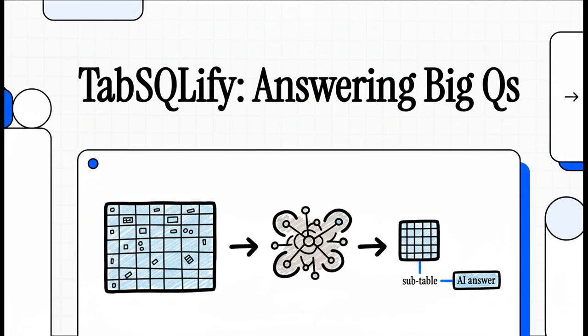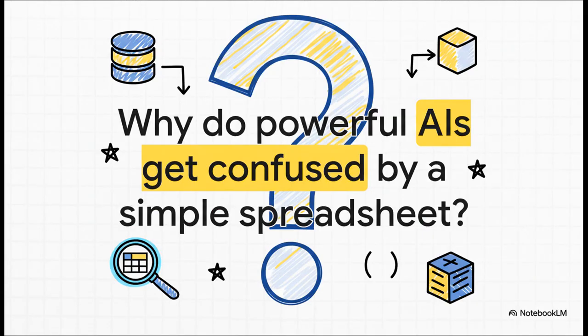Hey everyone, welcome. Today we're diving into a really cool new method that's teaching some of our most powerful AIs a very simple but really profound lesson: that to answer big questions about data, you first have to learn how to think smaller. It's a bit of a paradox, isn't it?